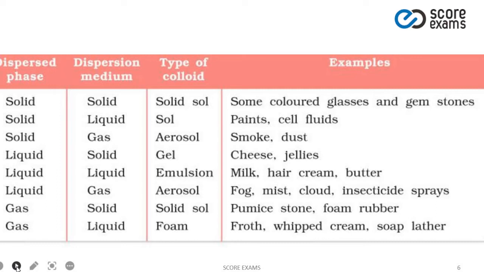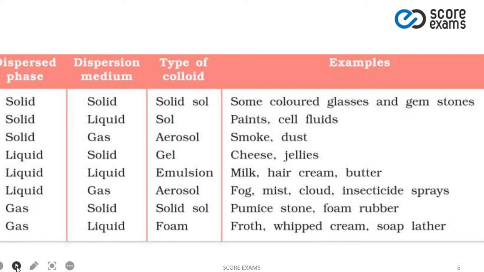When the dispersed phase is a solid and the dispersion medium is a liquid, then it is known as a sol. Paints, cell fluids, etc. are examples of these kinds of sols. When solid is the dispersed phase and gas is the dispersion medium, it is known as aerosol. Dust particles, smoke, they are examples of aerosols.